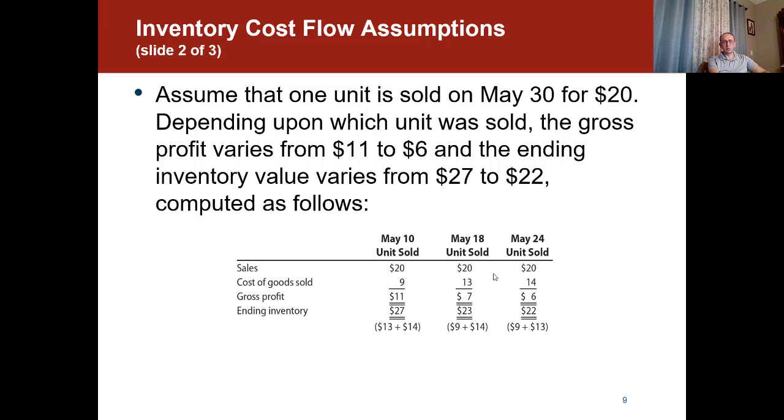Let's see the third scenario. Let's assume that we sold the pen that we purchased on May 24th. So the sales is still the same. The selling price is 20. The cost was the highest, because remember the last one we purchased was a little bit more expensive. So the cost was 14. And in this case, the gross profit is 6. And the ending inventory would be the first 2 pens that we purchased, which were 9 and 13, for a total of 22. So again, you can see here that the gross profit would vary depending on which item we sold. And of course, this is because the cost of goods sold is affected by which item we sold. And the same thing for the value of our inventory.